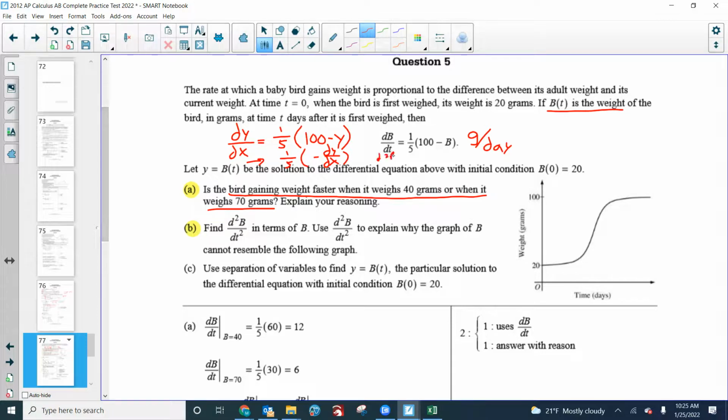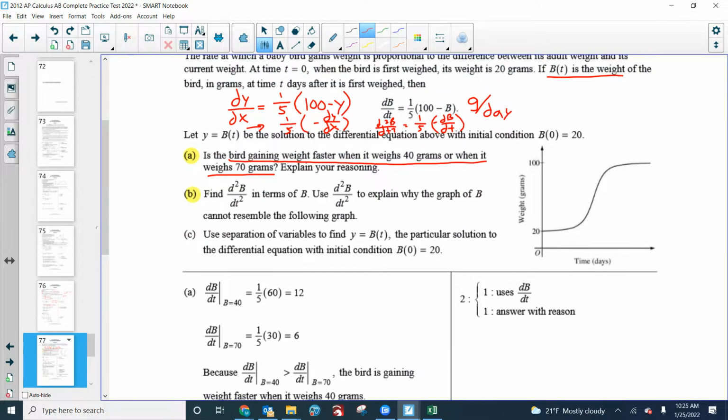d squared b over dt squared is 1/5. Goes along for the ride. The derivative of 100 goes away. Negative d b dt. So this is negative 1/5 db dt. Are you with me? Negative 1/5 db dt.